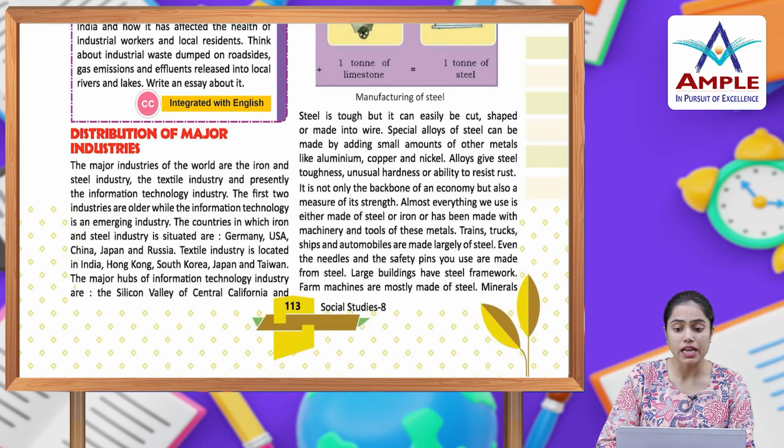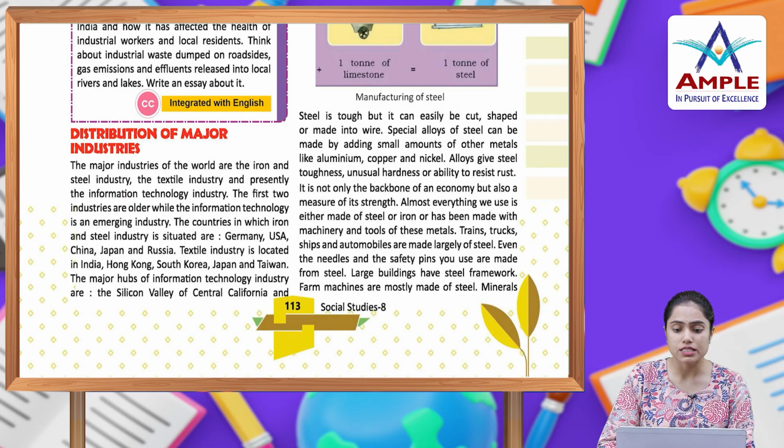Steel is tough, but it can easily be cut, shaped or made into wire. Special alloys of steel can be made by adding small amounts of other metals like aluminium, copper and nickel. Alloys give steel toughness, unusual hardness or the ability to resist rust. It is not only the backbone of an economy but also a measure of its strength.